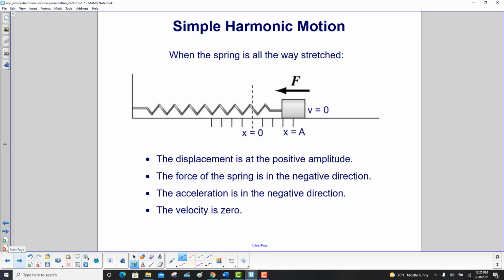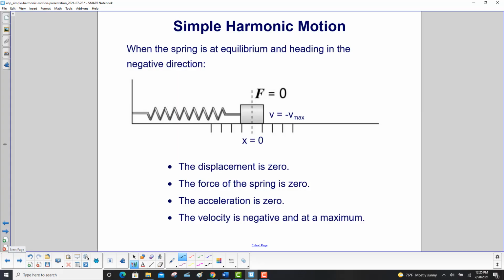When the spring is all the way stretched, and that's at the x equals a position, right? It started at minus a, and it'll go to positive a. It momentarily stops and changes direction. So at that point, the velocity is 0. When your displacement is at the positive amplitude, the force of the spring is in the negative direction. It's trying to pull it back. The acceleration is in the negative direction, right? Because whatever the sign on the force is, that's what the sign on the acceleration is. And the velocity is 0.